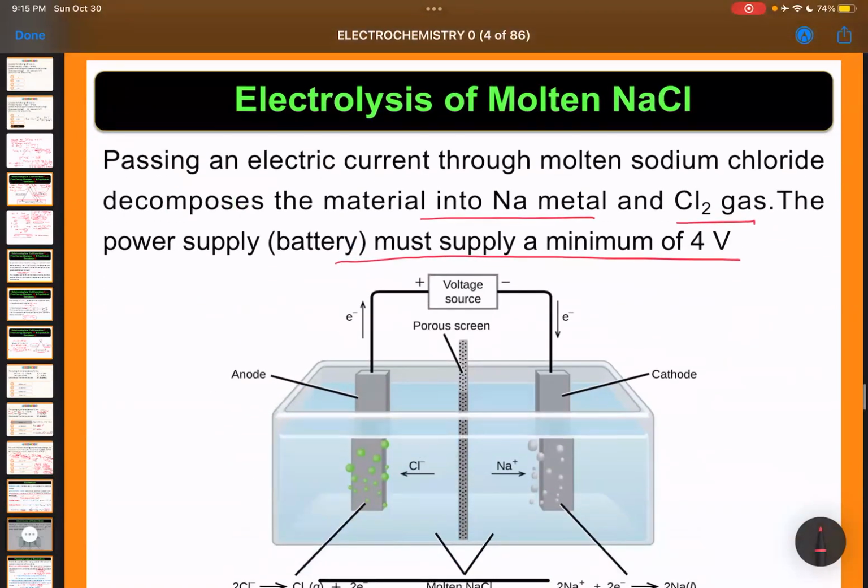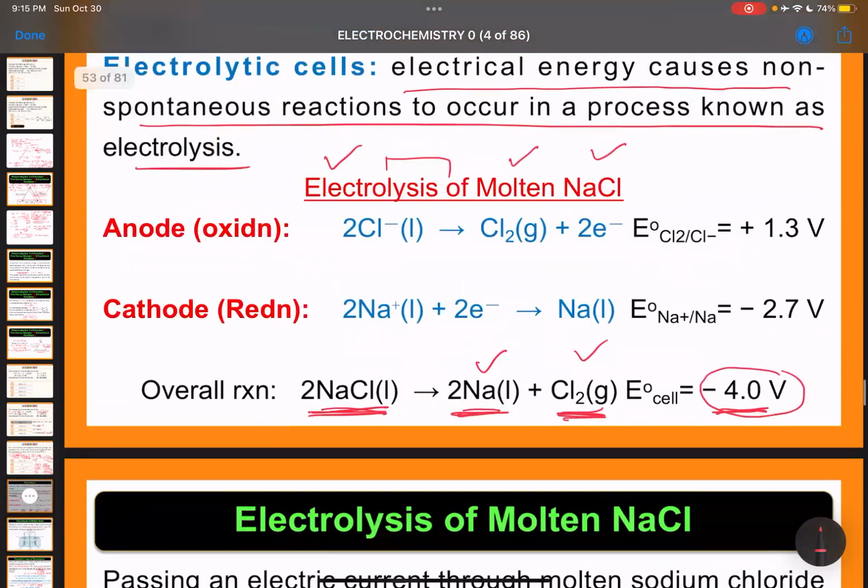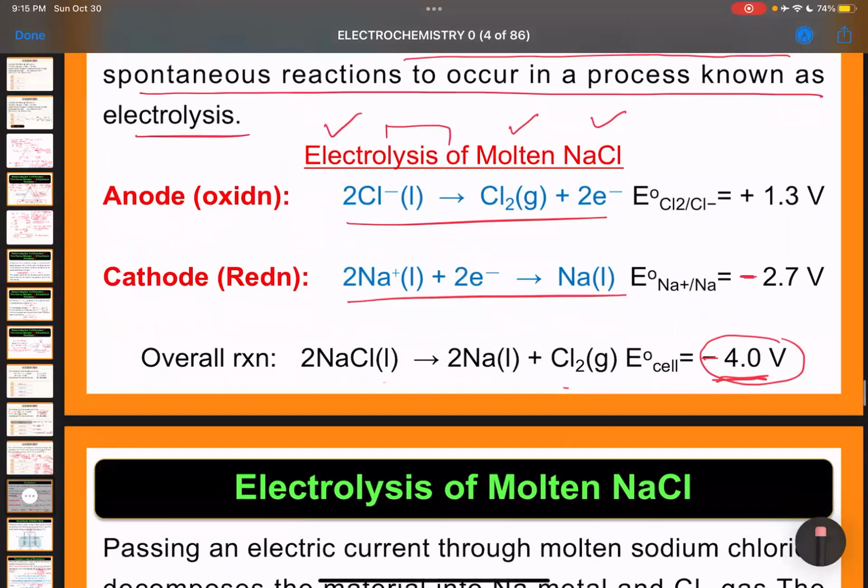So you need a certain minimum voltage. Okay, this is the reverse process. We are not getting electricity, we are putting in electricity, and the sodium is getting reduced, right? The total EMF is minus 4 volt. So this is for sure, because the EMF is negative, this reaction is not going to happen on its own. A reaction can happen on its own if the EMF is positive.